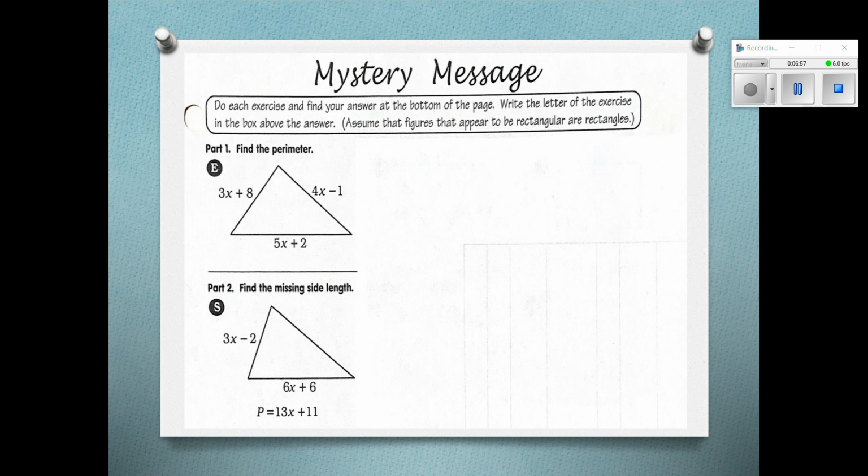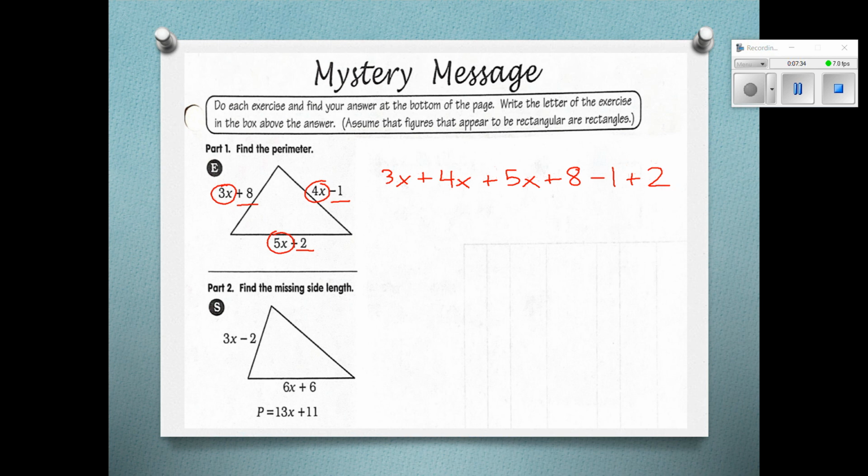These are some examples off of your assignment today, and I'm just going to work through one of each column. Again, here we have the perimeter of a triangle, so we want to add together these three sides. So when I look over here, I can see that I have three x terms. So I'm going to add 3x plus 4x plus 5x. And then I'm going to add together my constants. I have an 8, a negative 1, and a positive 2.